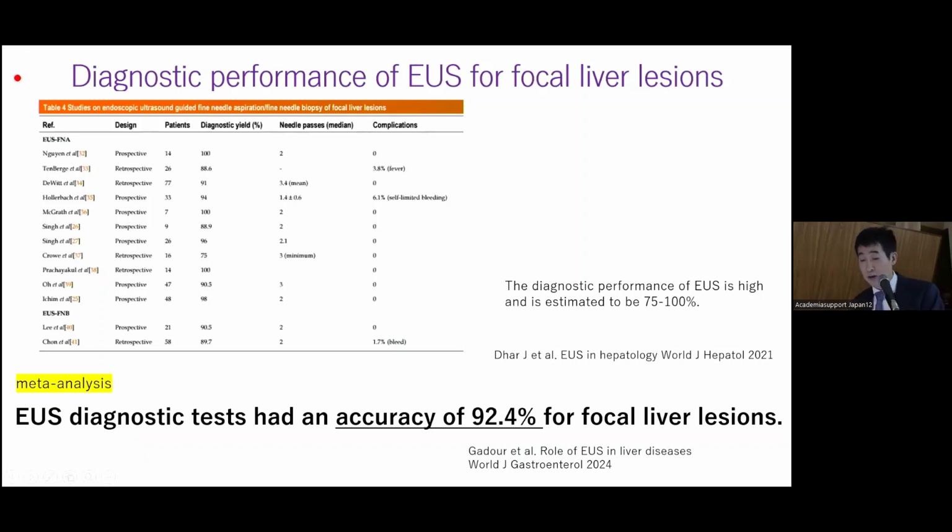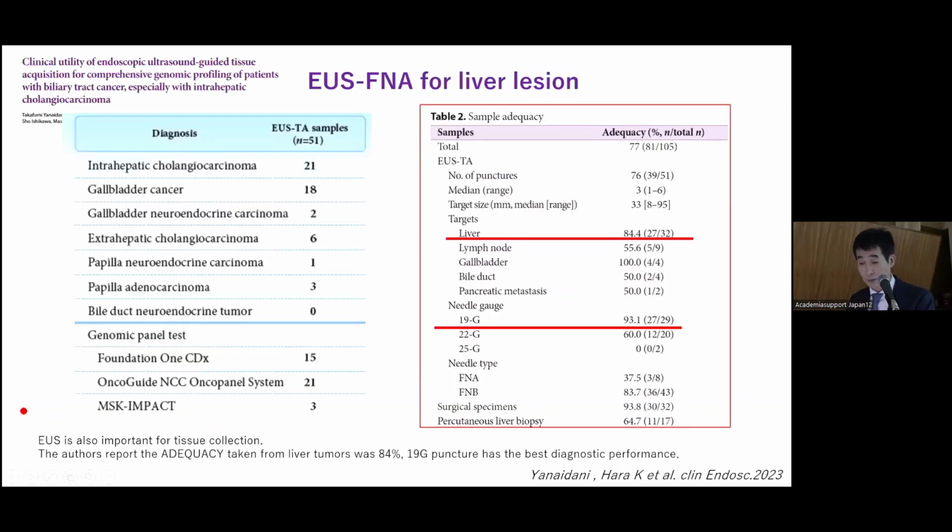This table shows the diagnostic performance of EUS for liver lesions from many papers. It shows the diagnostic performance of EUS is high, established at 75 to 100%. Also, a meta-analysis shows that EUS diagnosis had an accuracy of 92% for focal liver lesions. And this is Aichi Cancer Center Hospital, Professor Hara's data. With EUS-FNA for liver lesions, not only the diagnosis but also CGP can be performed.